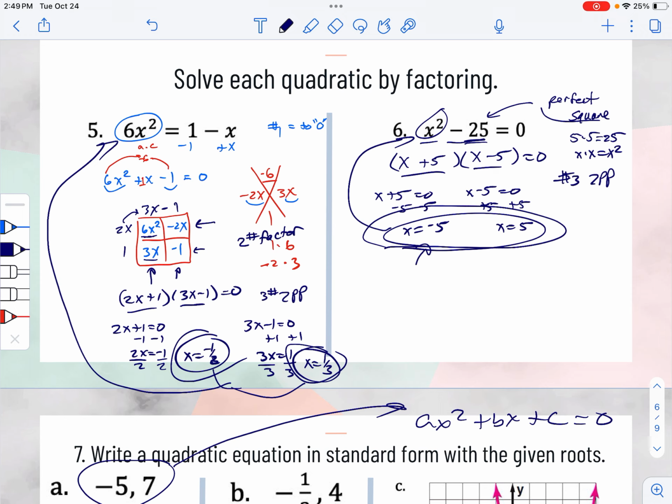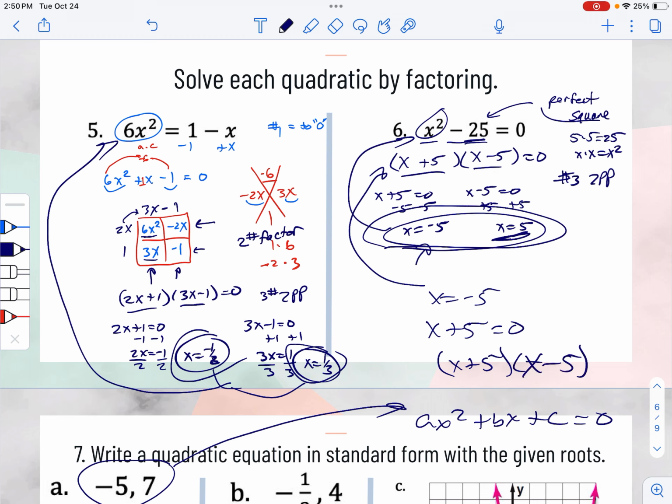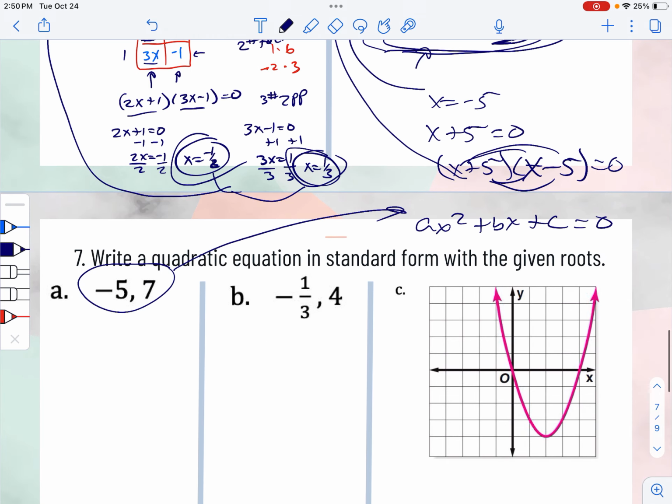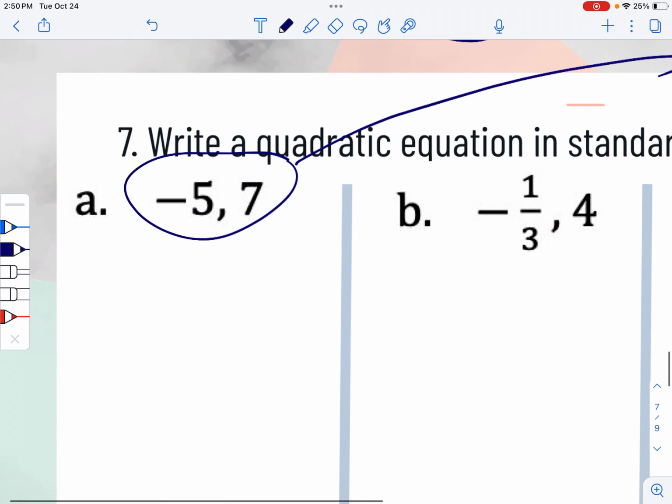Well, you got to kind of work backwards. When you look at x equals negative 5, well, what factor did it come from? It came from x plus 5, because if you set that equal to 0, you'd subtract 5 from both sides. And x equals 5 comes from x minus 5, and then I would just FOIL these, or distributive property twice, whatever you want to call it, and multiply that to get the original function. So let's look at this one.